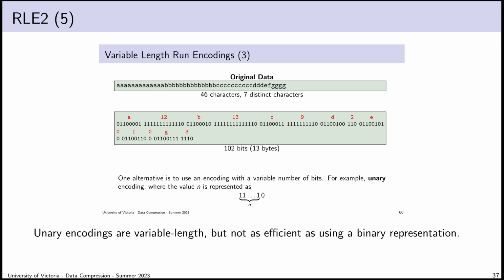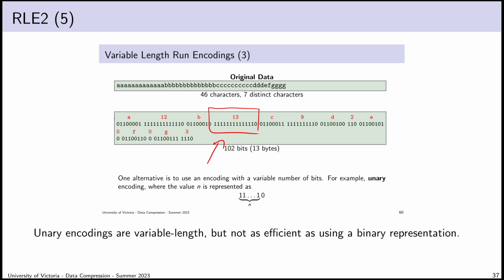We could use unary to represent the run length. Unary is great because it uses a small number of bits to encode small numbers, so a short run length. But on the other hand, as the run length gets larger and larger, the number of bits goes up linearly, which is sort of a waste. So to encode the value 13, I have to use 14 bits, 13 1 bits and a 0. So unary has that inherent inefficiency.